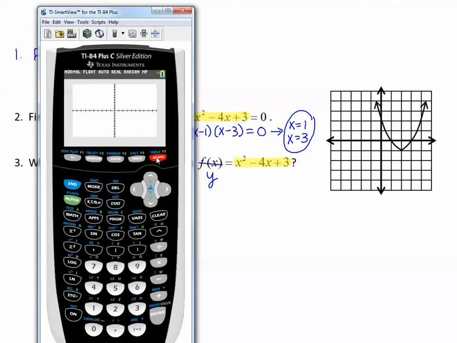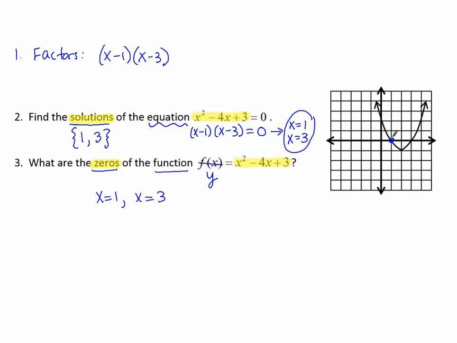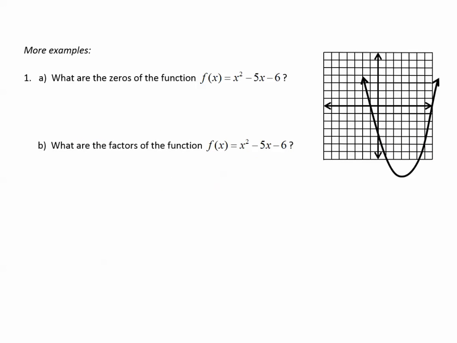Taking a look at our graph, we see the graph crossing through the x-axis at positive 1 and positive 3, just like is shown in our picture here. So looking at the graph is another way to see that x equals 1 and x equals 3 are the zeros or solutions of the function or the quadratic equation. Let's take a look at more examples.